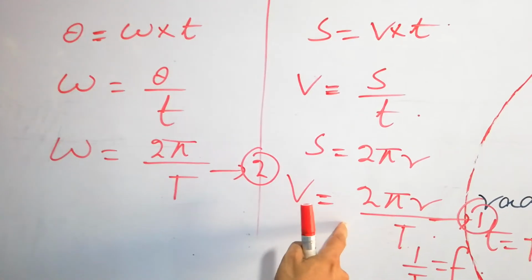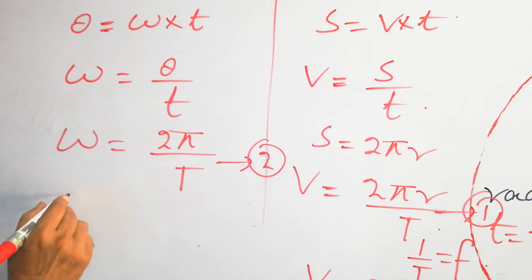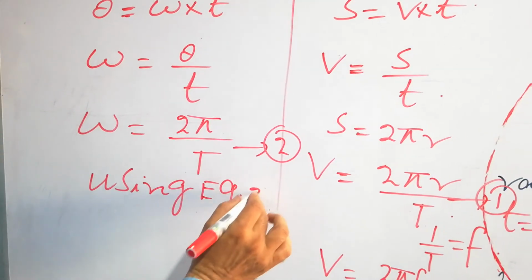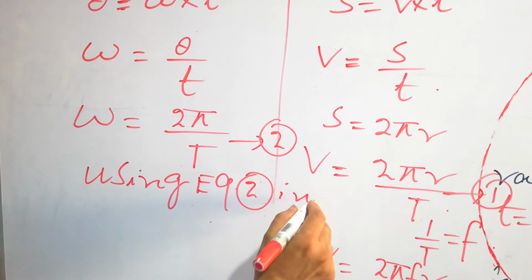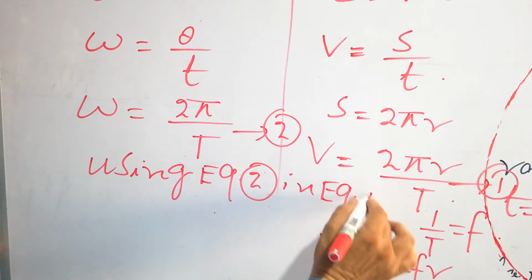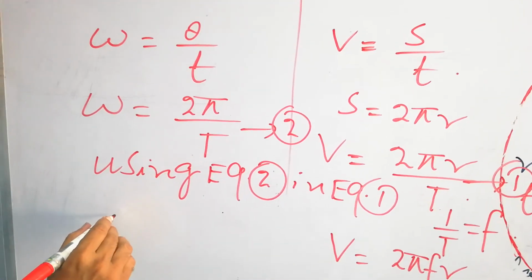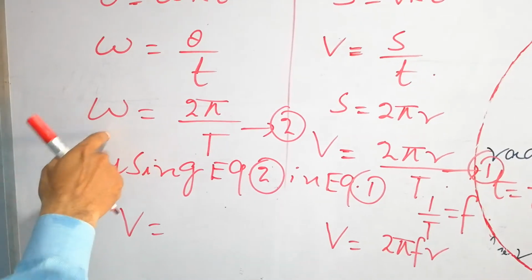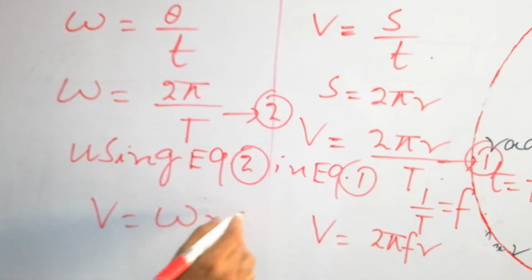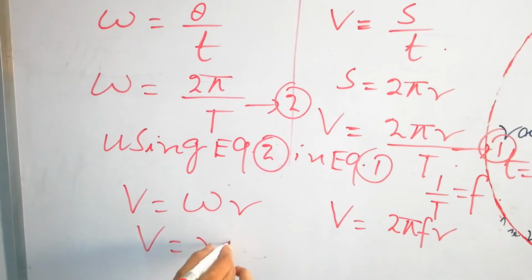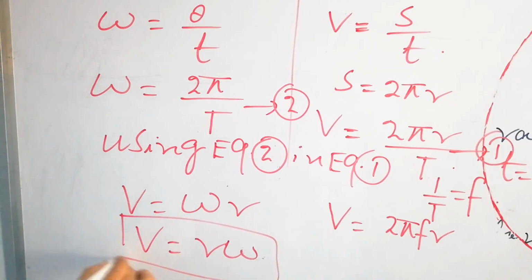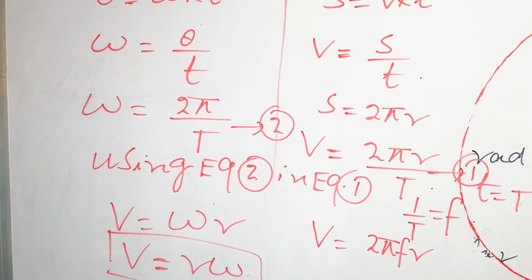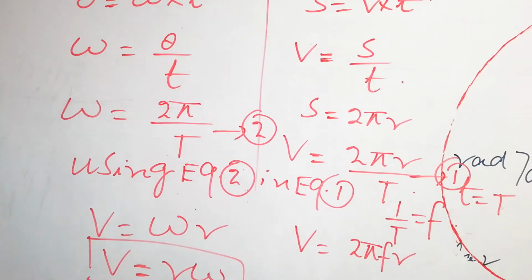Using equation number 2 in equation number 1. In equation 1, we have v is equal to 2 pi over T times r, so that 2 pi over T is replaced by omega into r. So v is equal to r omega, because they are just multiplying. So that is the relation between angular and linear velocity. v is equal to r omega.